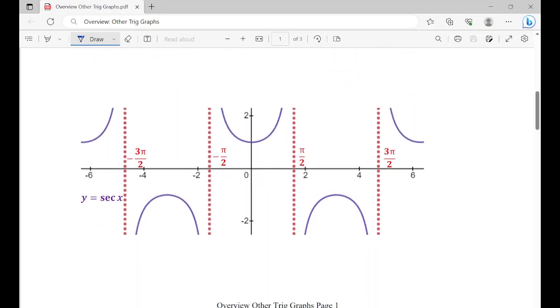Next, we have the function y equals secant x, and you can see it has a similar shape, little bumps above and below the x-axis, just in a slightly different spot, and it has vertical asymptotes at negative 3 pi over 2, negative pi over 2, pi over 2, 3 pi over 2, and so on. Every pi along the x-axis after one asymptote, you will find another asymptote.